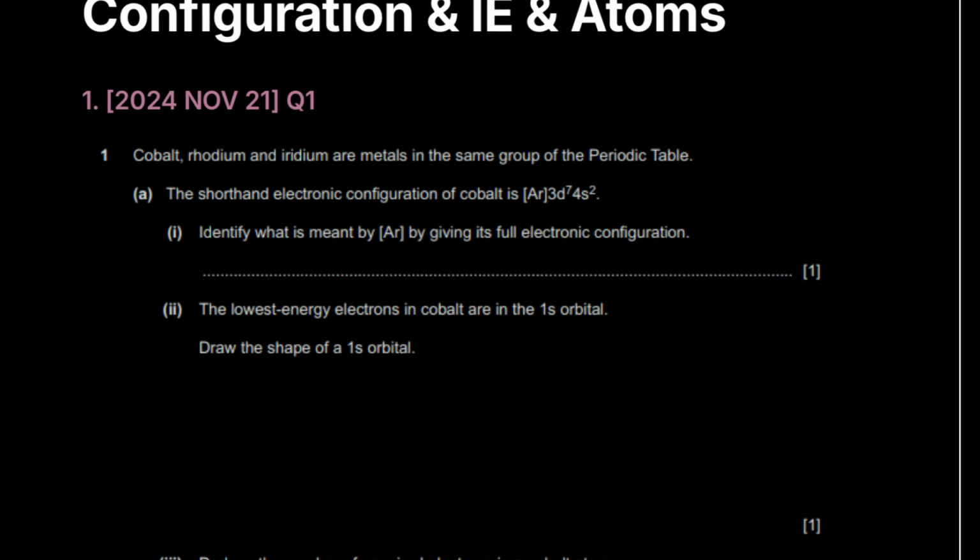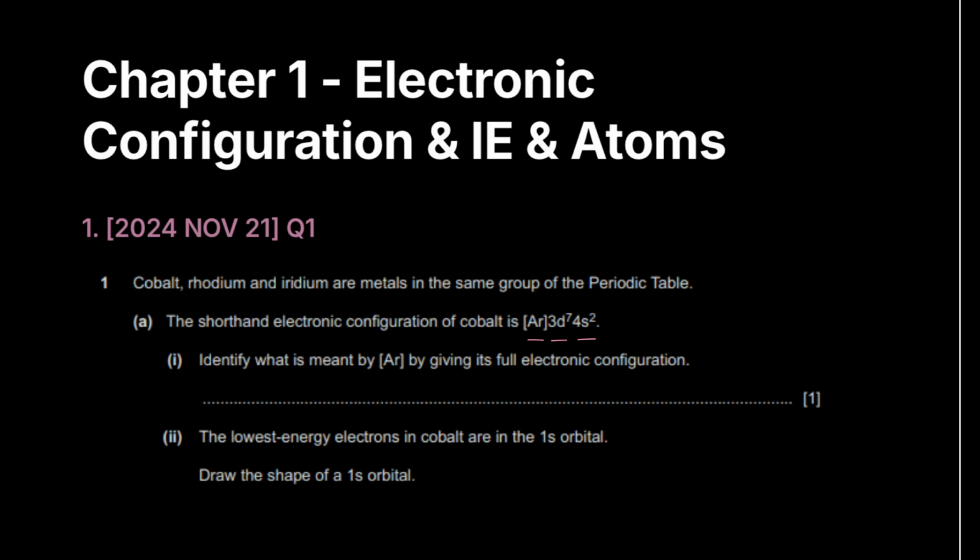The shorthand electronic configuration of cobalt is argon 3d7 4s2. We need to understand that the 4s subshell is filled first before the 3d, because the 4s is at a lower energy level than the 3d. And is cobalt argon 3d7 4s2? Let's check it out. The periodic table is right here. Let's use the periodic table to our advantage.